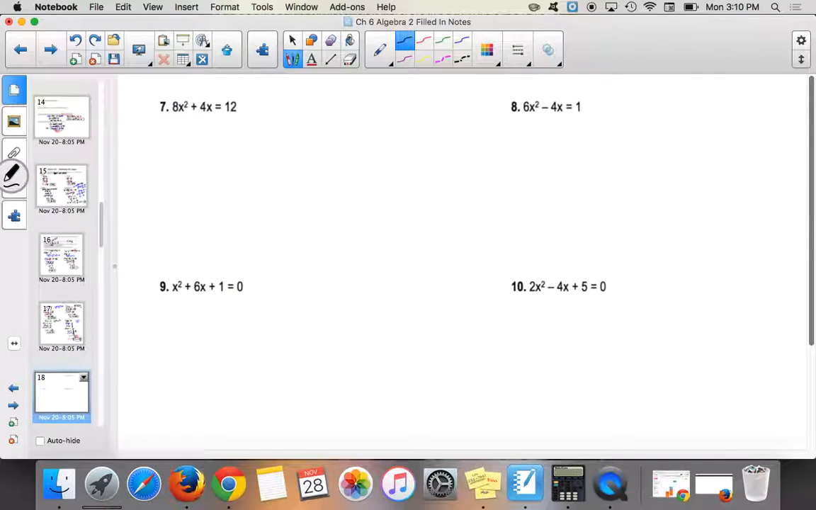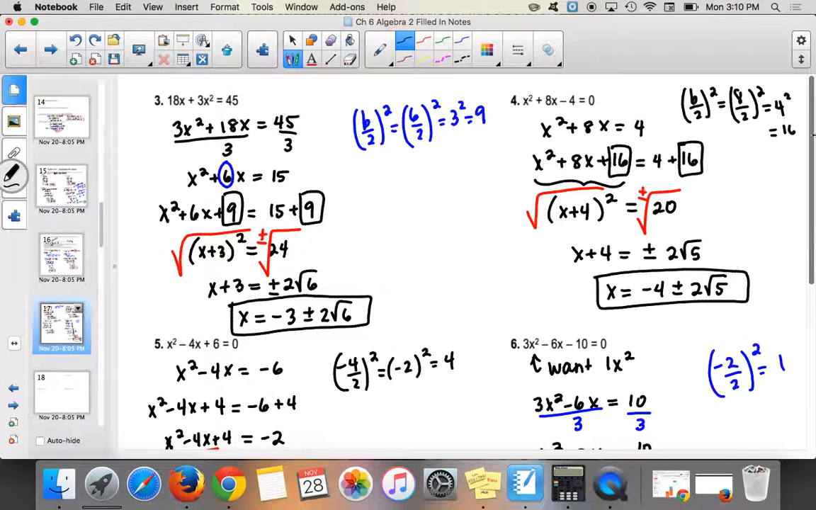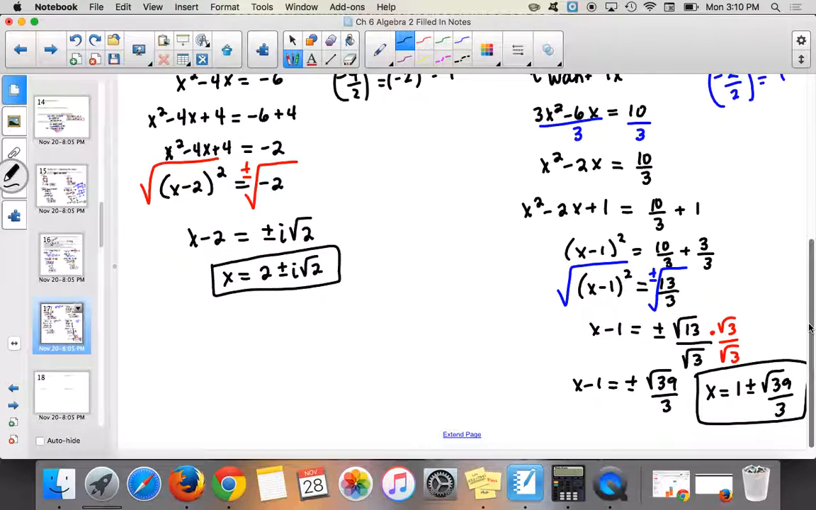Ready? You can handle this. Yeah? Oh, do I need to go back? All right, so try the next one. So you have 8x squared plus 4x. All right, divide everything by 8. See what you get. You should have a 1/2. We have to take 1/2 and divide it by 2, and then square it.